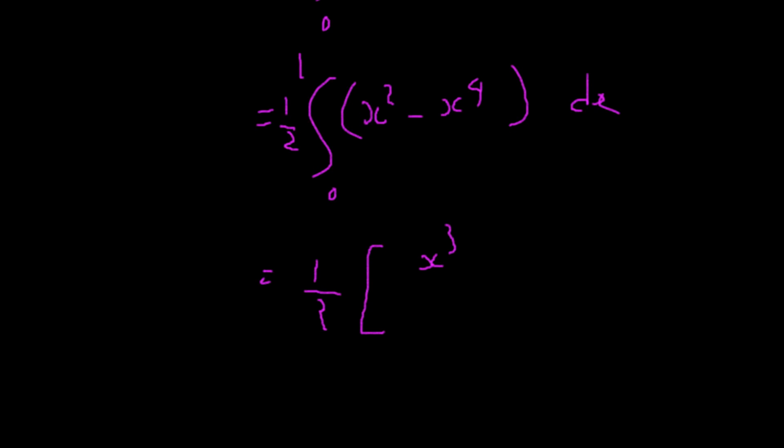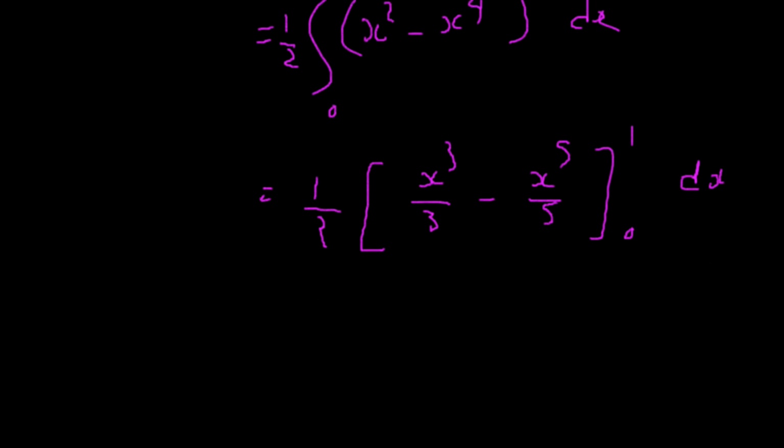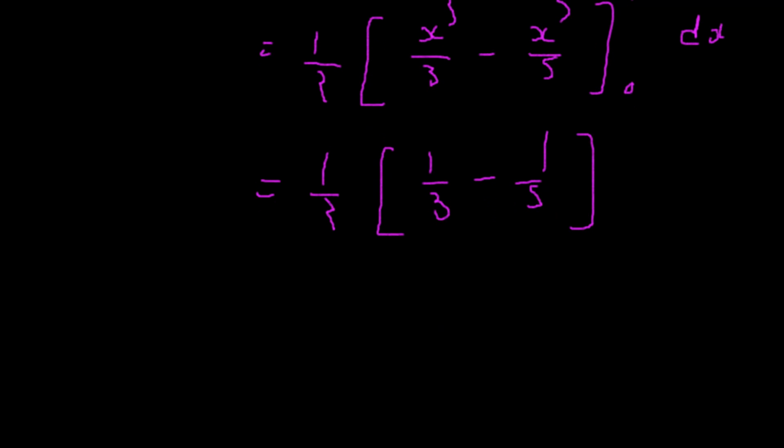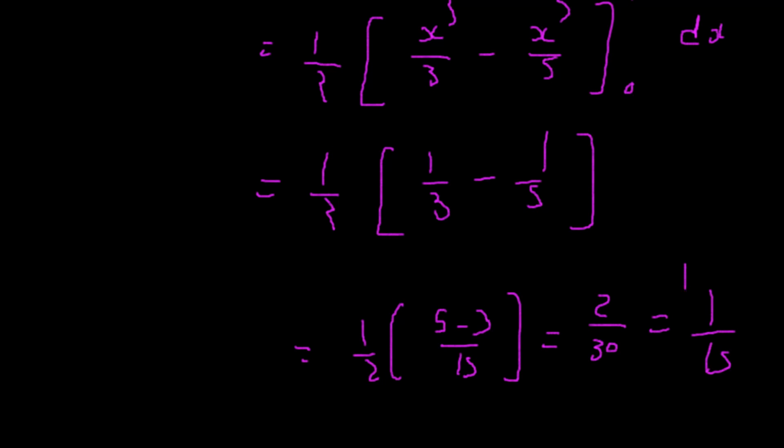So it will be x cube by 3 minus x to the power 5 by 5. For a class 5th student to do this, he must be Tony Stark or something like that. Albert Einstein, Tony Stark, those kinds of guys. Then 1 by 5. So the final answer will be 1 by 2 times 5 minus 3 by 15, so it will be 2 by 30, which is 1 by 15. That is our final answer, 1 by 15.